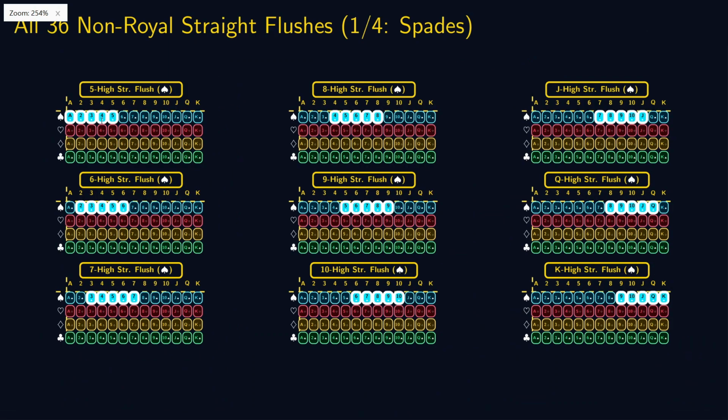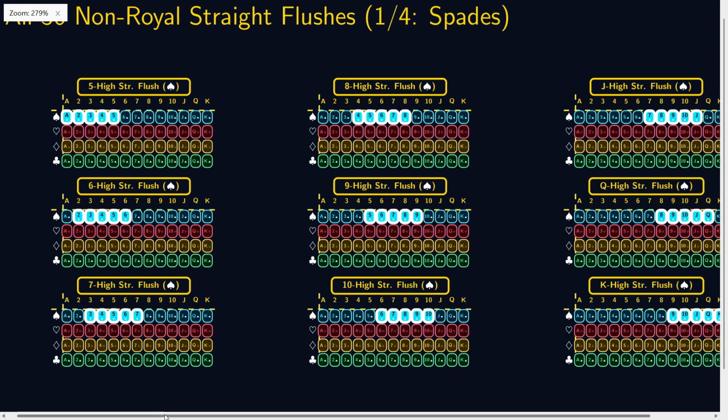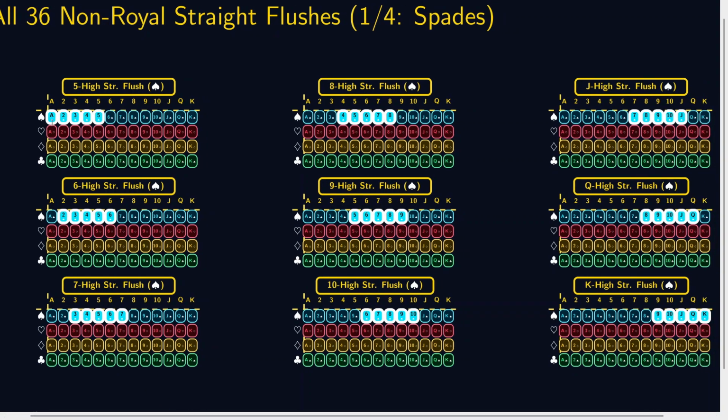The first hand is the 5 high straight flush of spades. The highlighted columns are ace, 2, 3, 4, and 5, all in the spades row. The ace is playing its low role here, anchoring the bottom of the sequence. So the 5 cards are the ace of spades, the 2 of spades, the 3 of spades, the 4 of spades, and the 5 of spades. The second hand is the 6 high straight flush of spades. The window slides 1 step to the right.